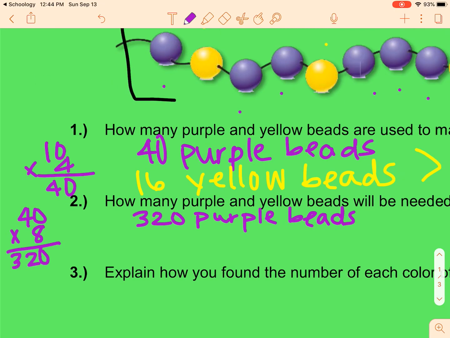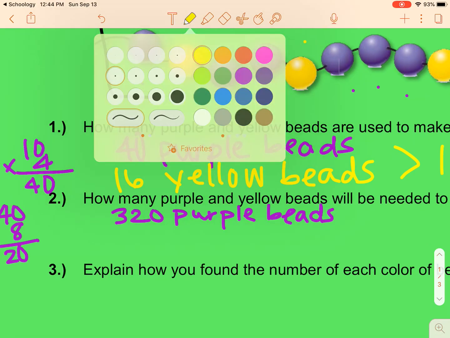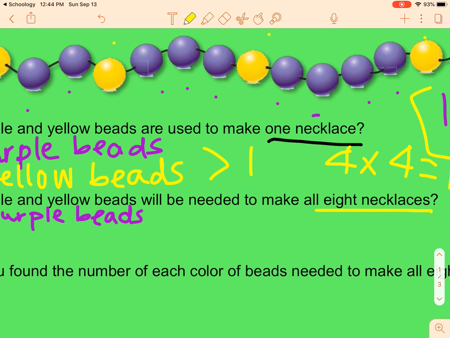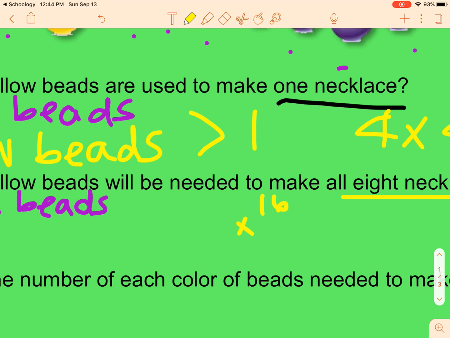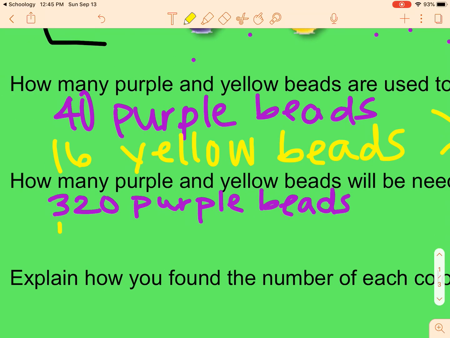But he's also using some yellow beads, right? So we are going to take 16 times 8. 6 times 8. 6 and 8 are really great. Together they make 48. That's the little trick I use to remember what 6 times 8 is. So 8 times 1 is 8 plus 4 gives me 12. So he needs 128 yellow beads.